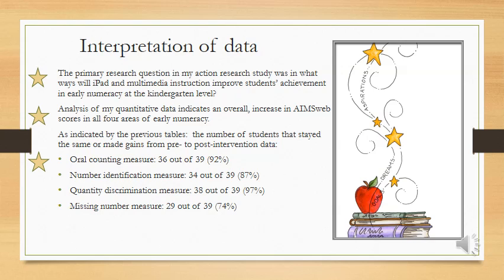Analysis of my quantitative data indicates an overall increase in AIMSweb scores in all 4 areas of early numeracy. As indicated by the previous tables, the number of students that stayed the same or made gains from pre to post intervention data are listed below.